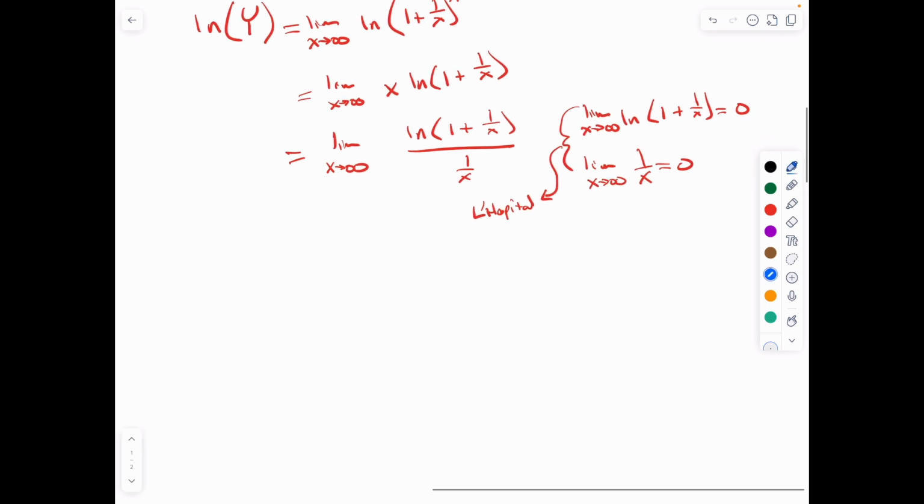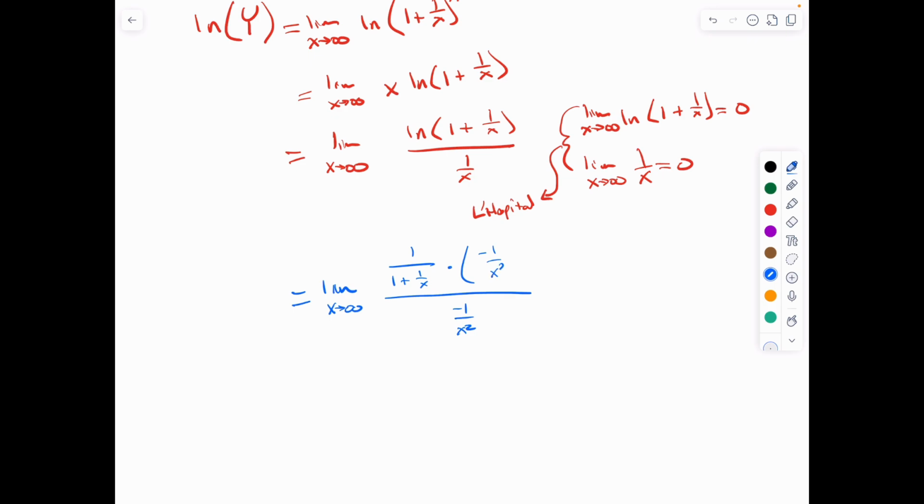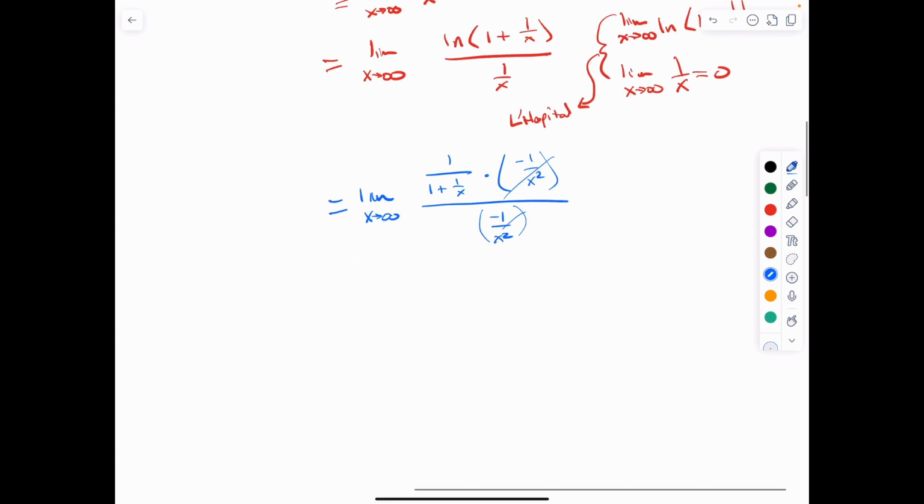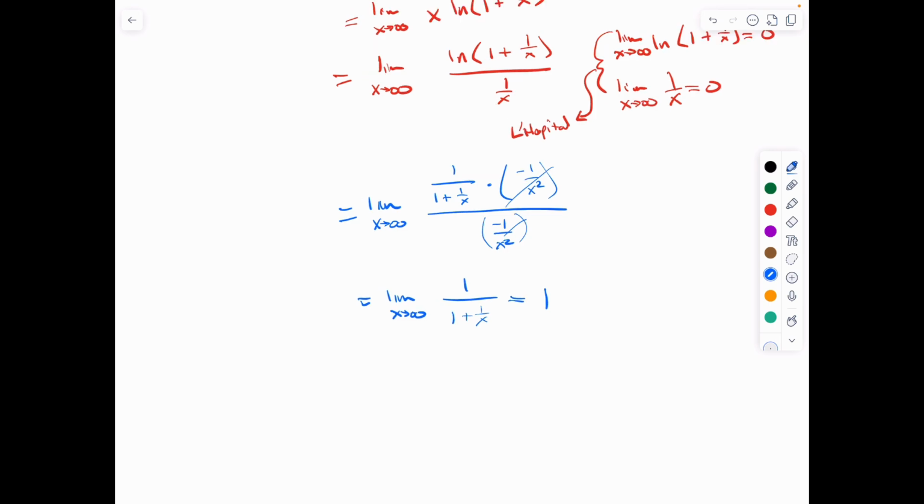So let's do it. Do our derivatives. Okay, so the bottom one's easy. The top one, I'm going to have to use the chain rule. I think I did that right. And now I can see that these will cancel. And I'll be left with the limit as x approaches infinity, which is 1. And now I can work my way back.